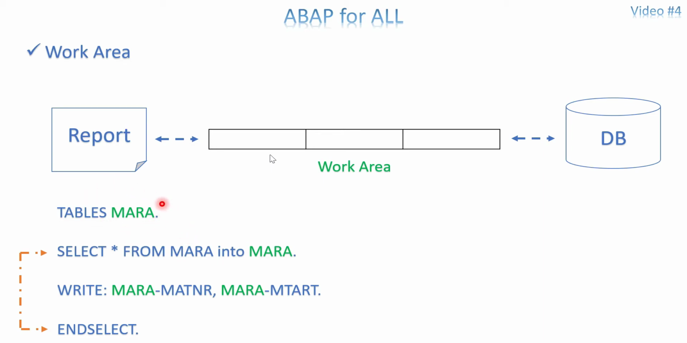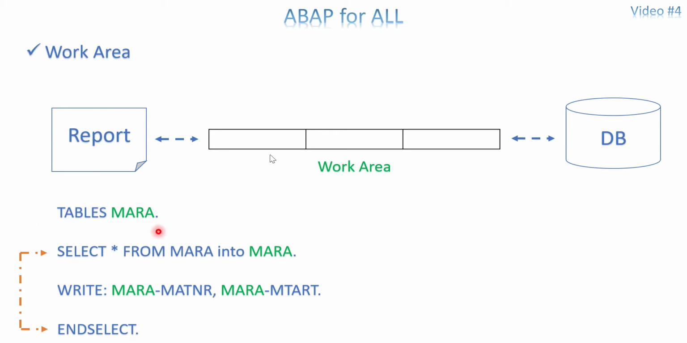So MARA is a table. It holds the material details. All the material information is held in MARA. Material master details are held in the MARA table. Okay. So every module, maybe SD, FI, every module has its own set of tables. In that way, MARA comes under the material management module. In that, MARA is the material master data.